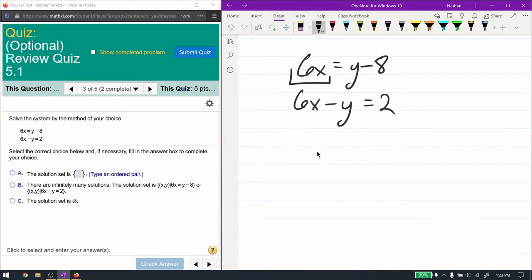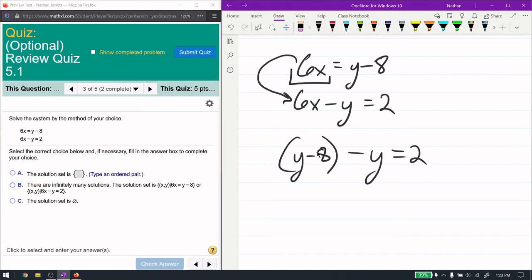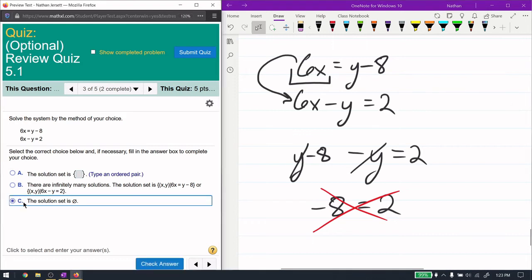So I can immediately plug this right into here and get y minus 8, which is 6x, minus y equals 2. These parentheses have nothing in front of them, so they don't actually need to be written. And y minus y cancels, and we get negative 8 equals 2, which is a false statement. It's not a true statement, so we can immediately say the solution set is the empty set. There's no solution to this. A false statement never gives you a solution. That's correct.